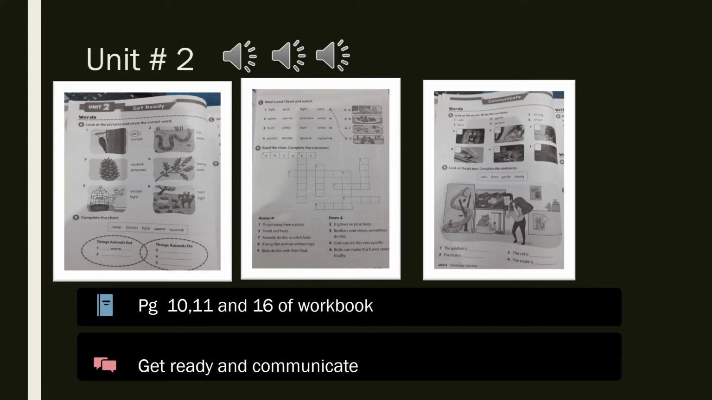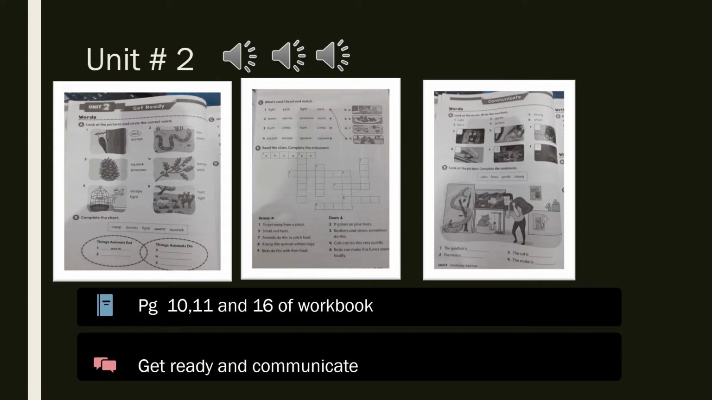Come to page 11 of your workbook now. What's next? Read and match. You have been given 4 words against every number. You have to see which picture it matches, A, B, C or D. The first one is already done. As you can see, fight, peck, fight, peck, and then again fight. So you see which picture shows somebody fighting. Letter D. So it is already matched with letter D.